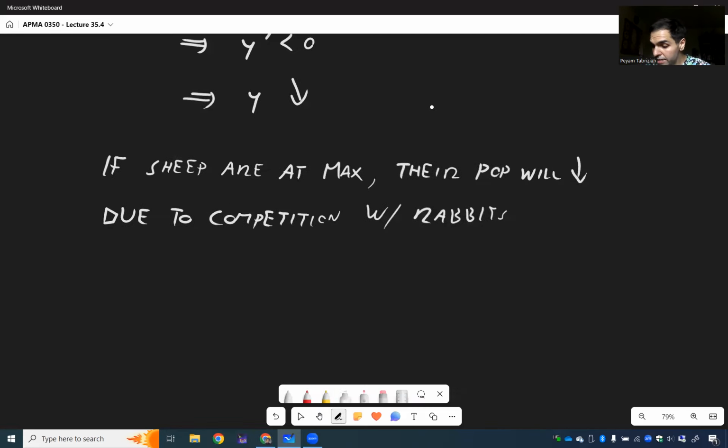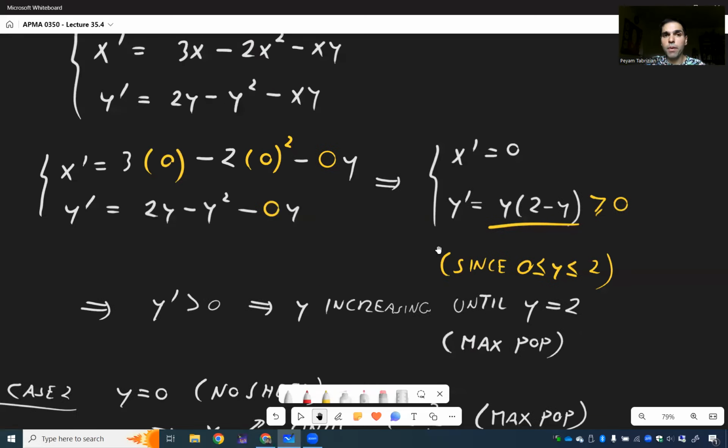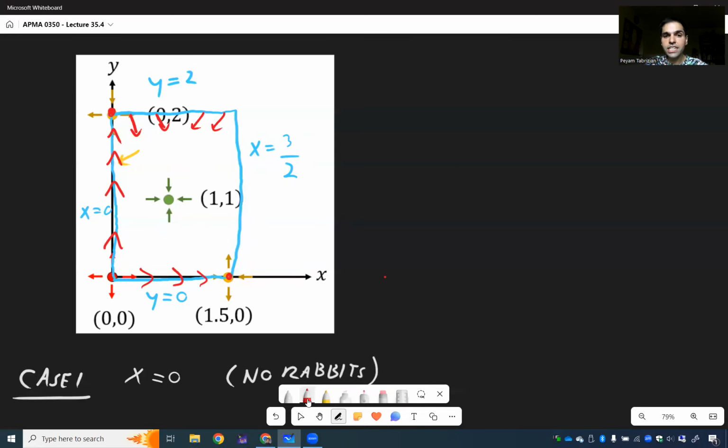And last but not least, same thing if the rabbits are at the max capacity. Then we also see that x will go down as well due to competition. And you can write this on the picture above as follows. So x decreasing, x is like left or right. So everything will point to the left in this case. So maybe like that. And that already completes our picture.